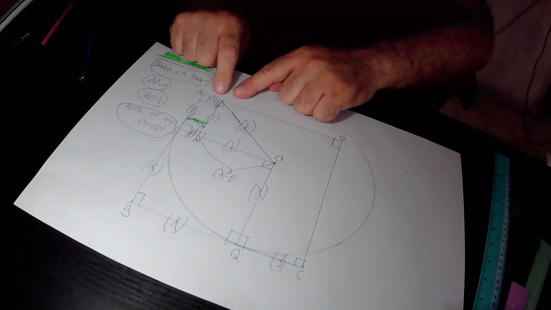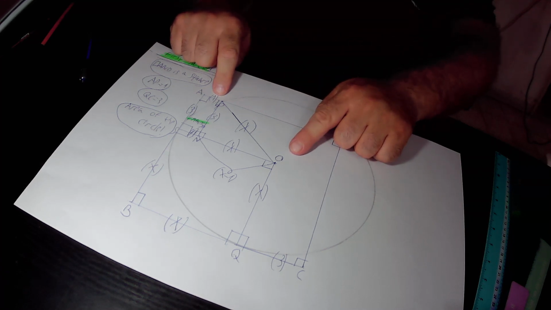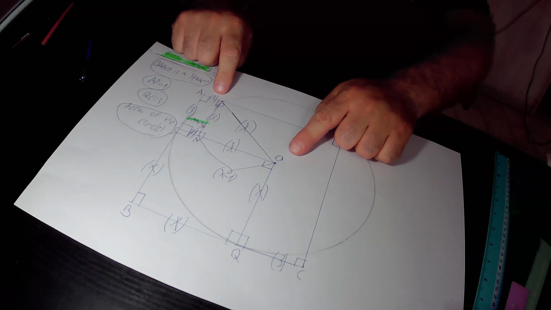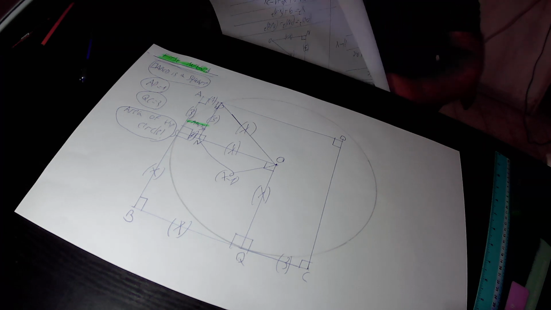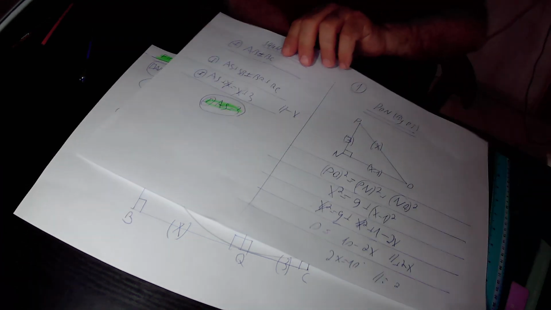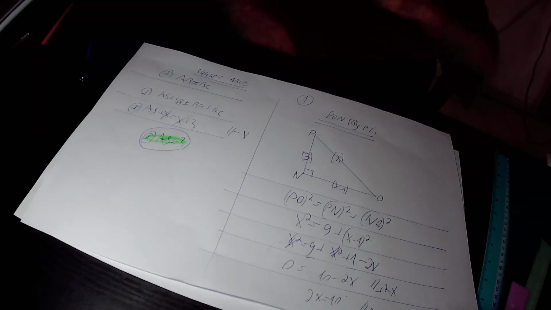In the next step, we join points P and O together by a straight line. PO is the radius of the circle, which is equal to X. In the next step, by copying the right triangle PNO, we implement the Pythagoras theorem in this right triangle PNO. So actually, this is the right triangle PNO that occurs from the original drawing.